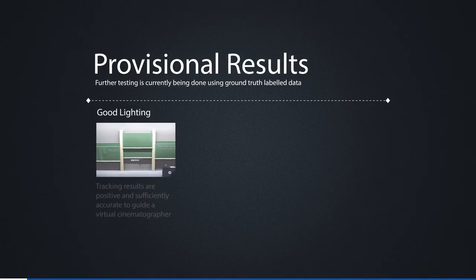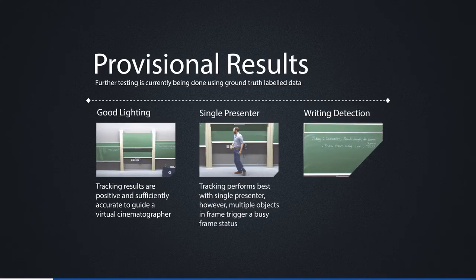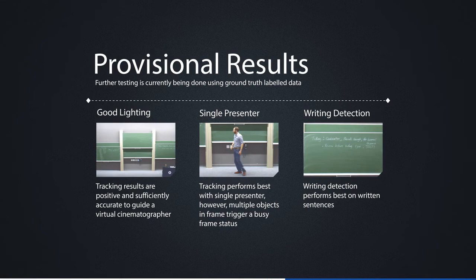Provisional testing shows that under conditions where lighting is good and there's only one presenter, the results are positive and sufficiently accurate to guide a virtual cinematographer. Failure cases occur in instances where presenters stand very still in dark or poorly lit environments. Text detection is very accurate and only fails when writing comprises of letters and not words, although this is an edge case since most presenters write words. Further testing is being done with ground truth labeled data and compared with the output of this implementation.